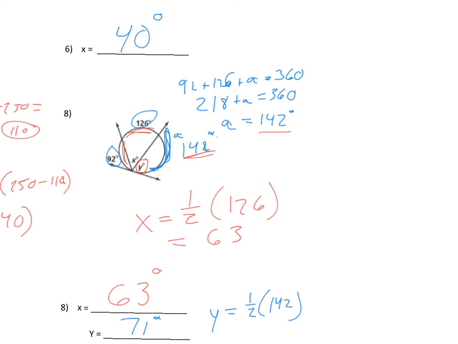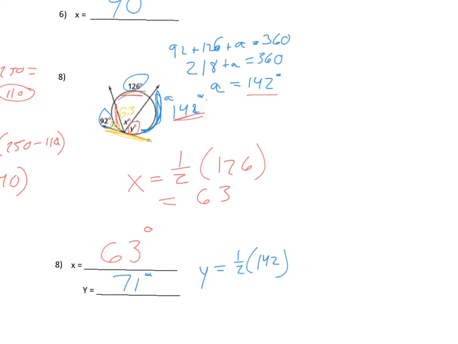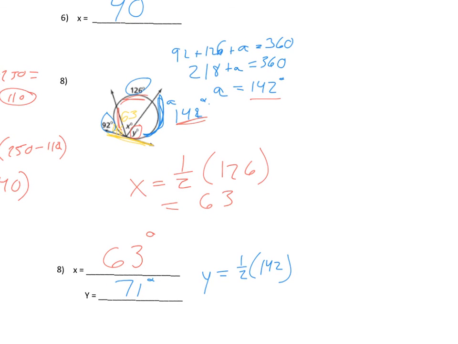Another thing you could have done, which would have been a little craftier, half of 92 is 46, and you already knew that this was 63, and so those 3 angles would add up to 180. And so 46 plus 63, subtract from 180, you would get 71 degrees. So either way, there's 2 different ways of solving that. Didn't matter which one you used to solve it. I think the first way was a little bit easier.